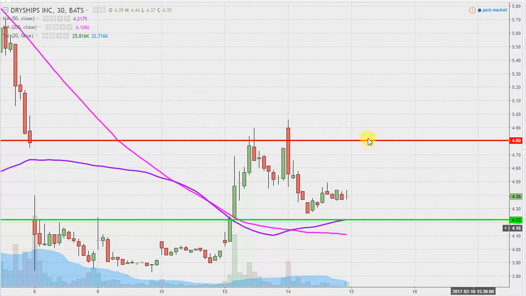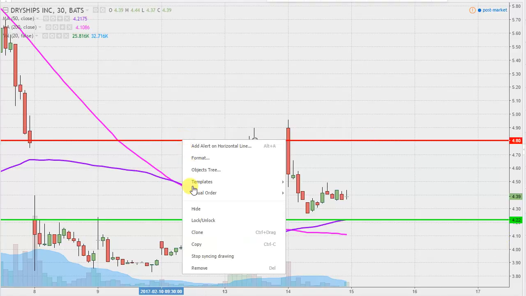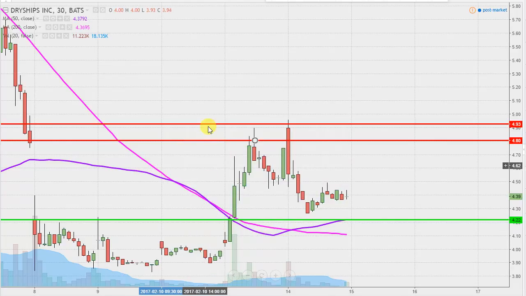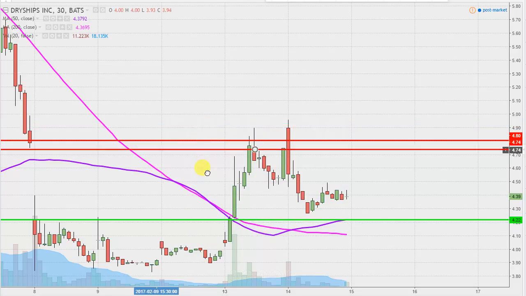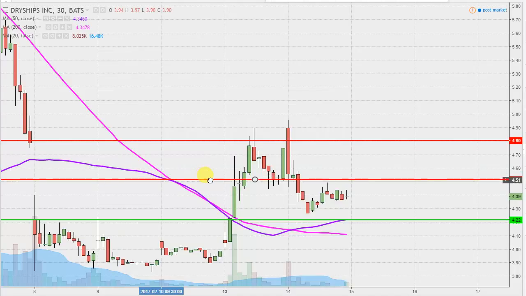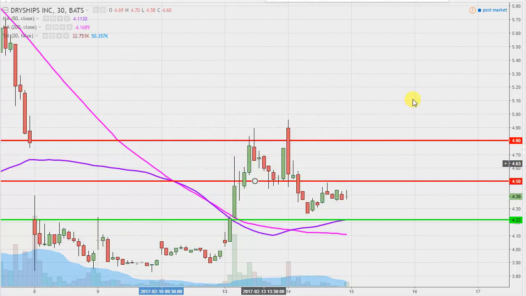As far as levels of resistance, $4.80 is still the overall one. Although I do want to add in a shorter term one here, and that level sits right here at the $4.50 mark. So before you start worrying about and talking about doing battle with $4.80, bulls are first going to need to fight through $4.50.